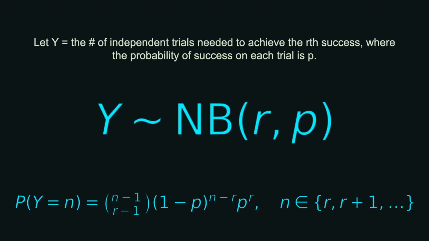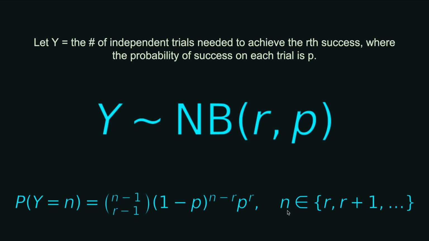The probability mass function for this distribution is n minus 1 choose r minus 1, times 1 minus p to the n minus r, times p to the r. And r is the success number that you're interested in, and p is the probability of success on each trial. So in my coin flip example, r would have been 3 because we were interested in when we got the third head, and p would have been 50%, assuming we had a fair coin.